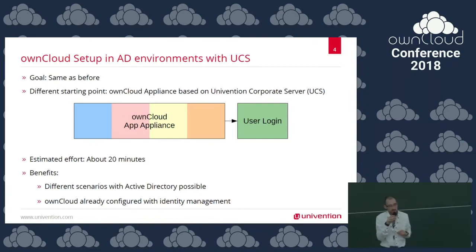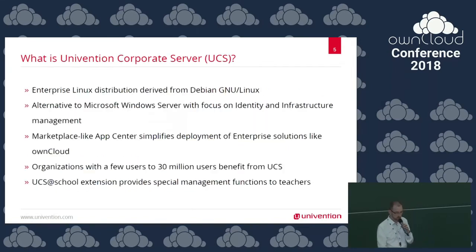And the benefit here is, well, you have the result, and it gives you more options on how to deal with your user identities in Active Directory. And Owncloud is already pre-configured to use the identity management here. And I would like to come to those different scenarios I mentioned here. But first, what's Univention Corporate Server?